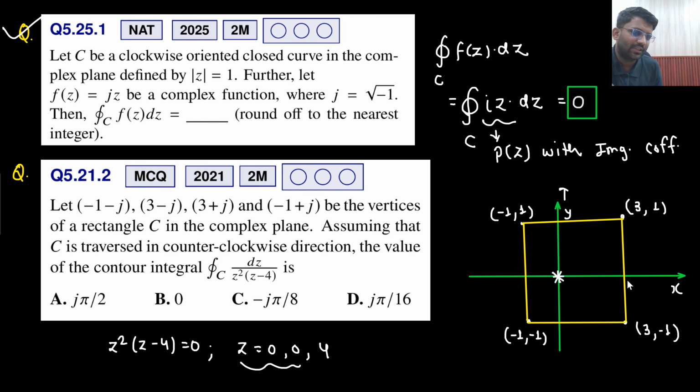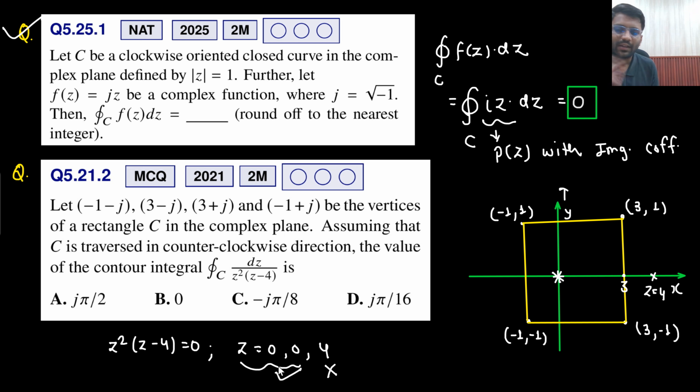Where will z equals 4 be? This point is z equals 3. Where will z equals 4 be? This will be your z equals 4, which is lying outside. So this is not a problem for me. These guys are the problem for me. That means I am supposed to find out the residue at z equals 0.